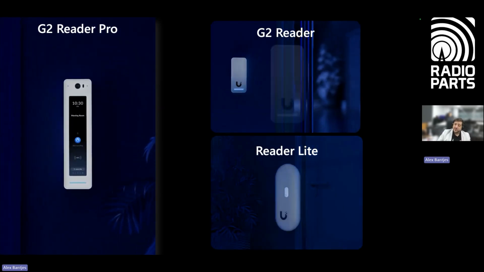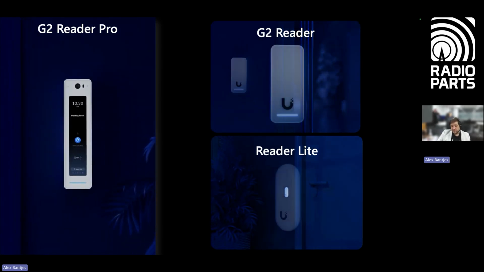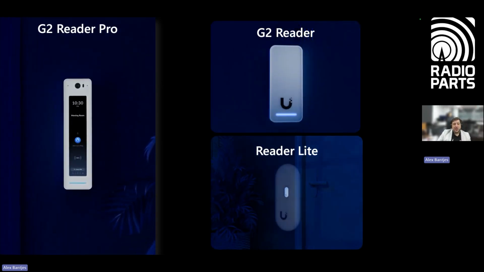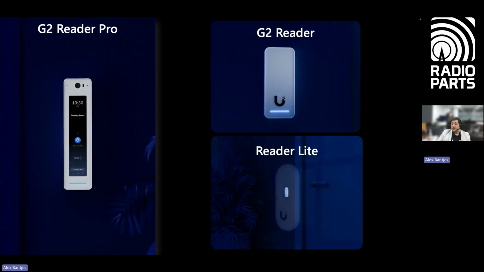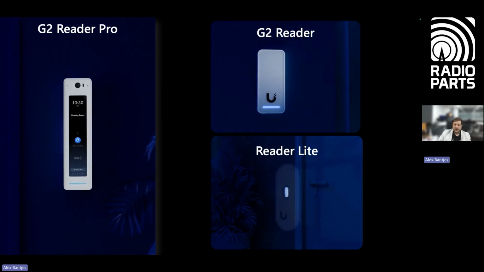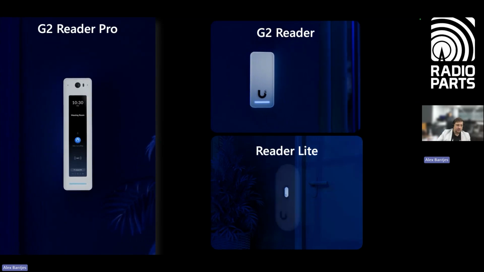The main difference between those two readers is that the G2 reader is more ruggedized, more meant for outdoor use. They are IP55 rated. It's weatherproof if you have it under an overhang. And the reader light is more meant for indoor use. So server rooms, touchless exits, etc.